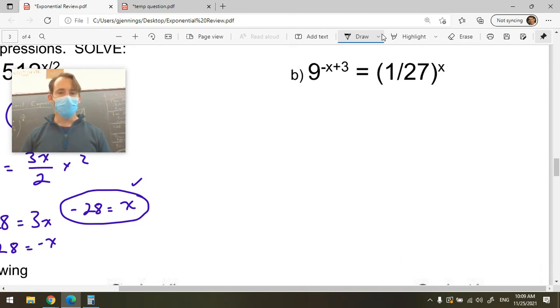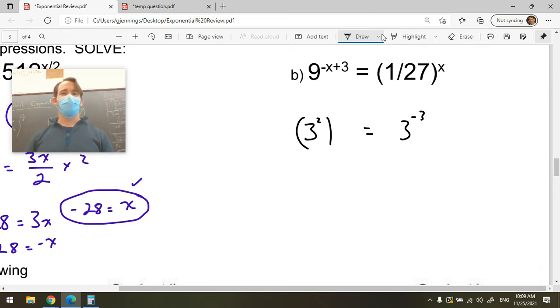It was 3 to the power of negative 3. On the other side, yeah, so it's 3 to the negative 3. Notice that 1 over 27 is still a power of 3. It's 3 to the negative 3.